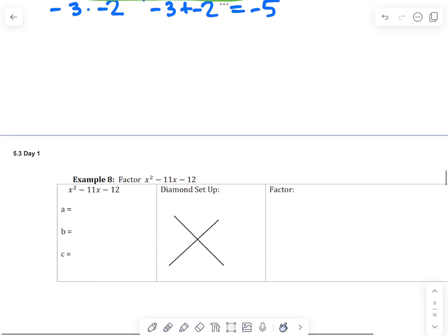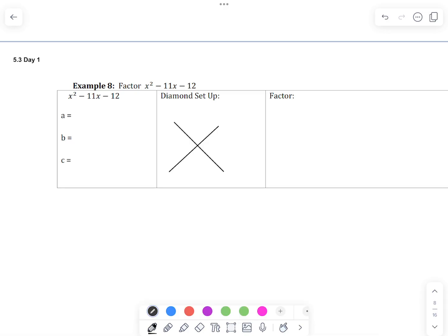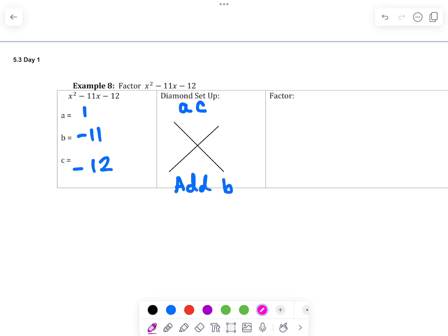All right, let's do another one. So we want to set up the diamonds. We have to identify who is the A, B, and C. So the A is 1, the B is negative 11, and the C is negative 12. So the top of the diamond is multiplying A and C together. The bottom of the diamond is adding to B. So A times C, so 1 times negative 12 is negative 12. The bottom of the diamond is your B, negative 11.